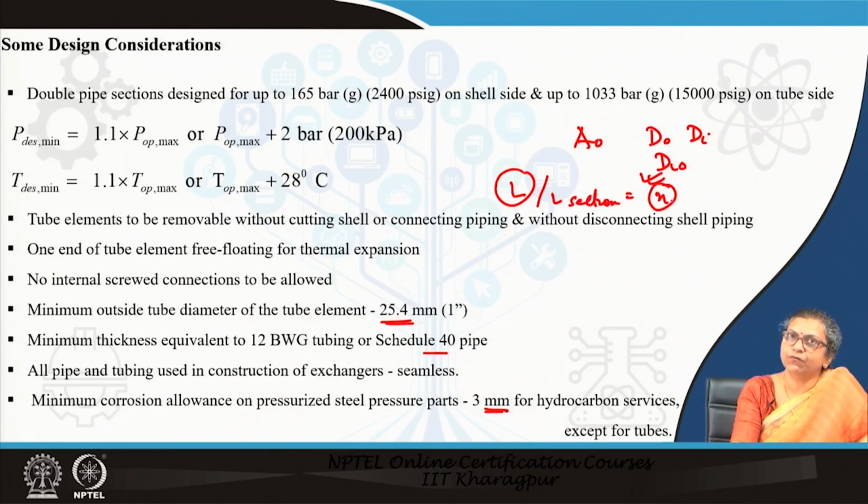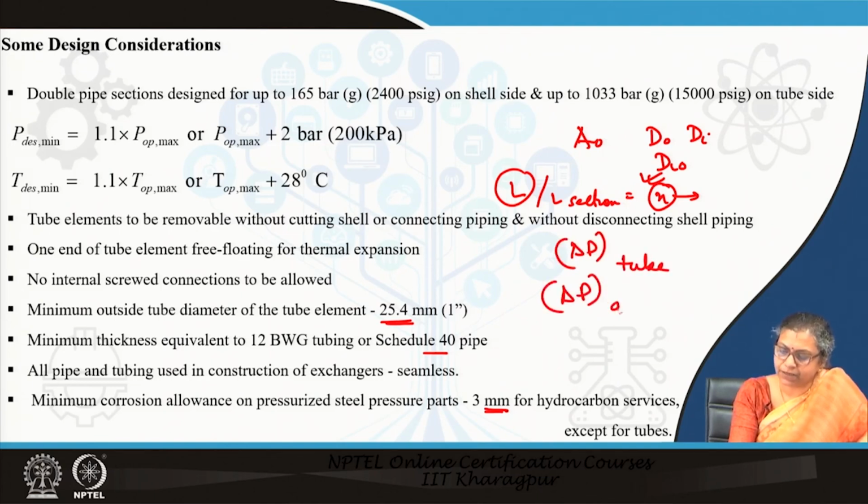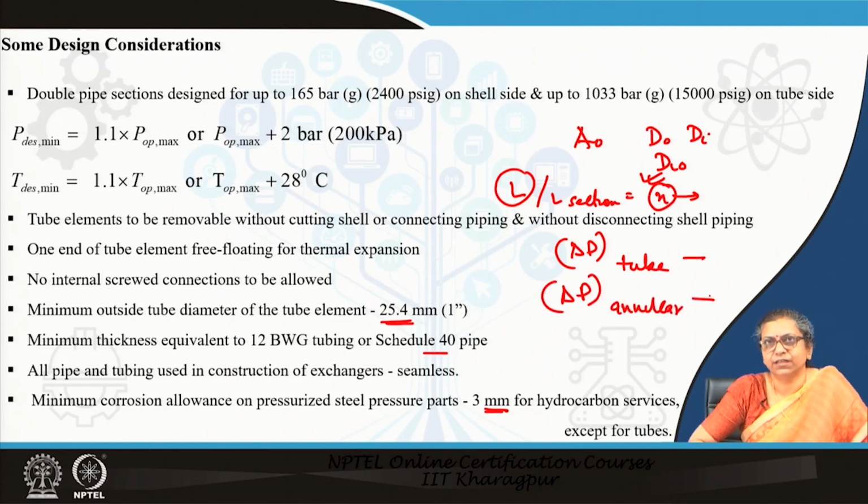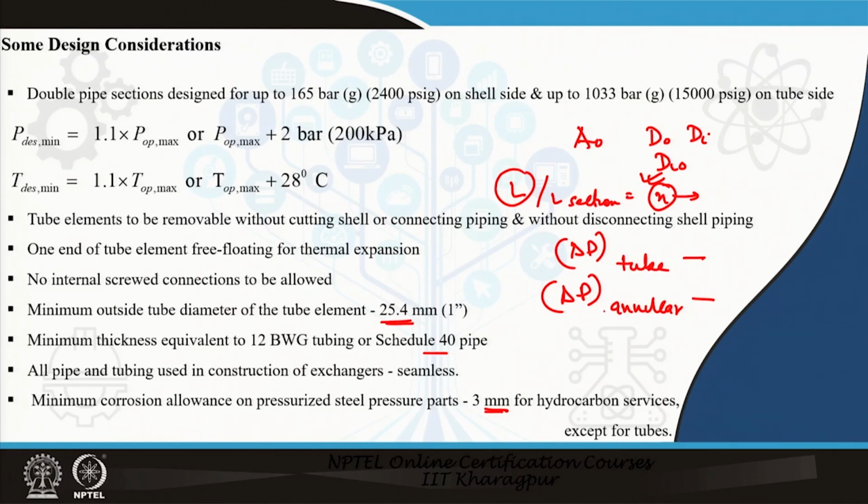Once you have found out the number of hairpins, the next thing you need to do is to find out the delta P on the tube side, find out the delta P on the annular side, and check whether these are respecting the limits which are provided. So, in the next class, we discuss the hydraulic calculations to find out the pressure drop, and we discuss a few other salient features of double pipe heat exchangers specifically and tubular heat exchangers in general, and finish off the discussion on double pipe heat exchangers.